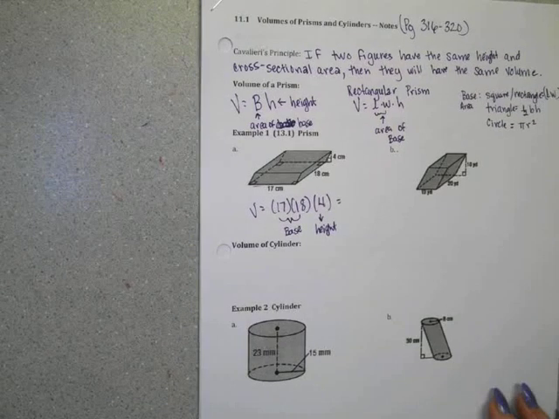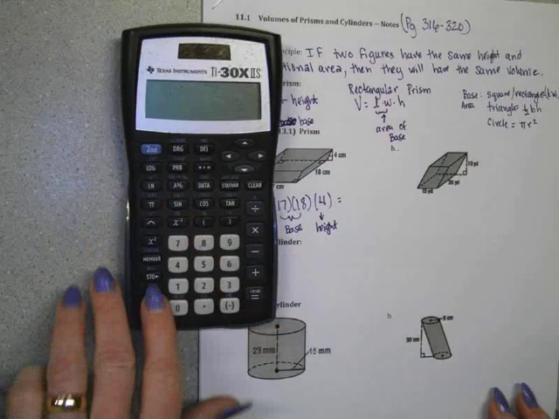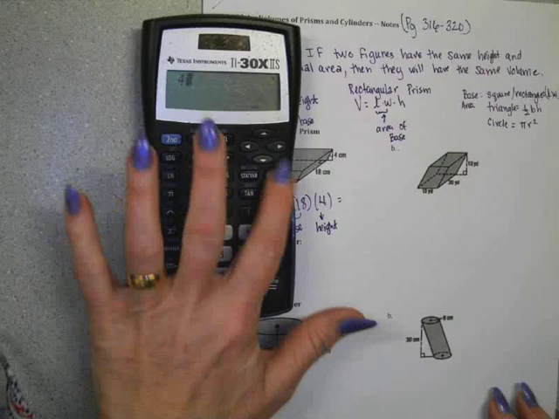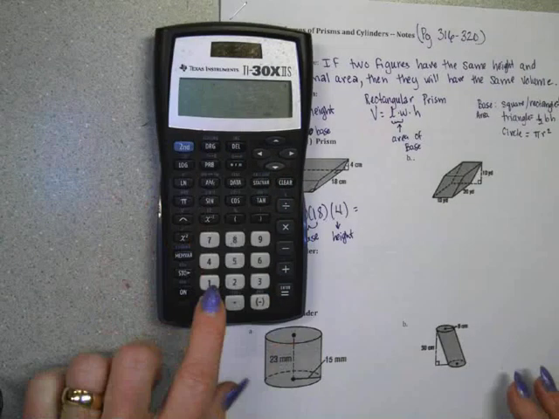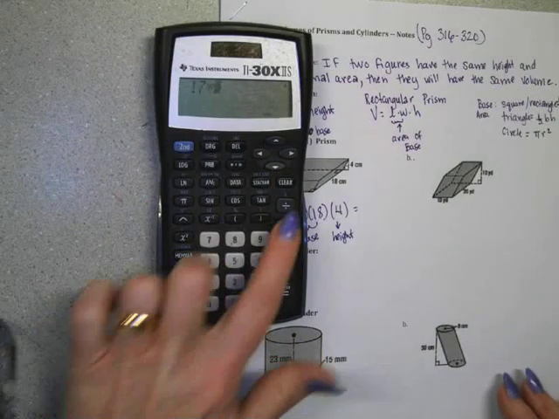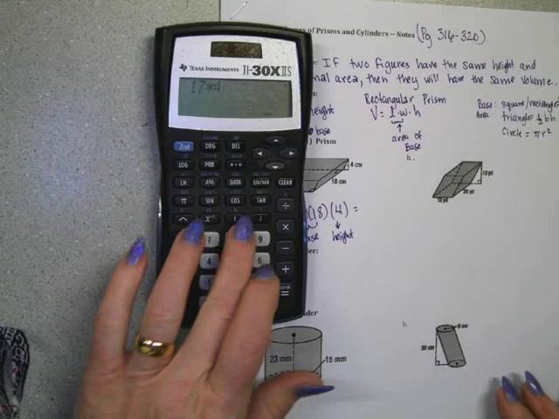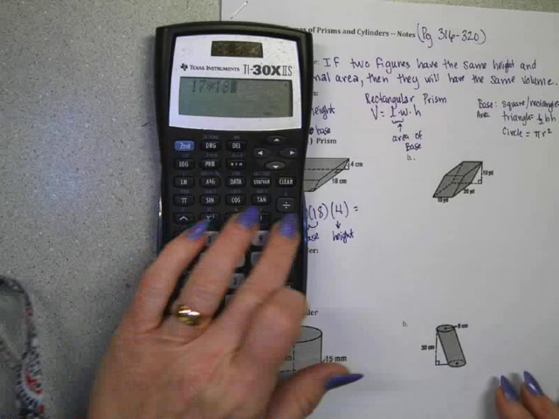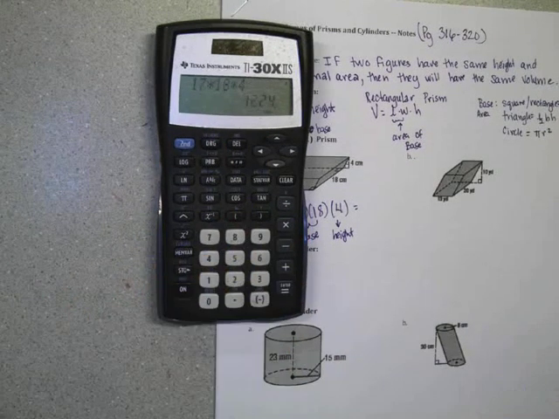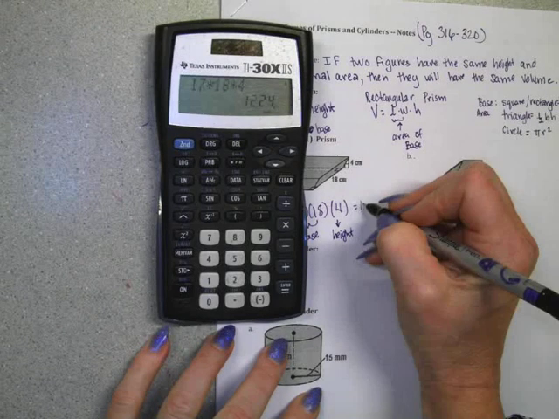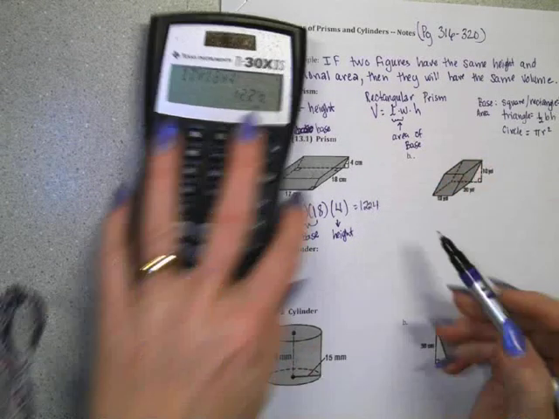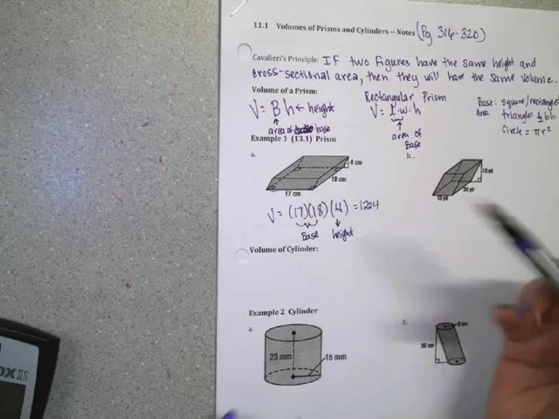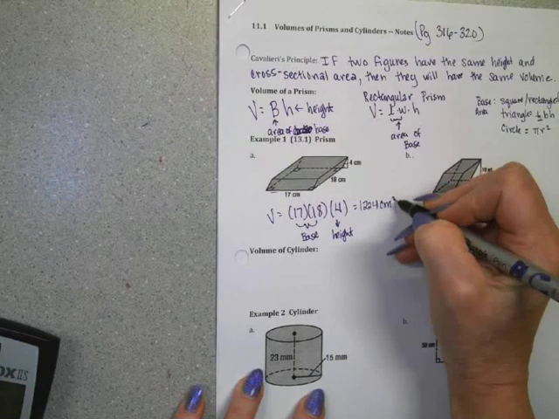I don't know if you're going to be able to see my calculator right now. I forgot to turn the lights out, so it might be a little bit hard to see. But hopefully you have your own and you're doing 17 times 18 times 4. And you get 1,224. And centimeter times centimeter times centimeter is centimeter cubed.